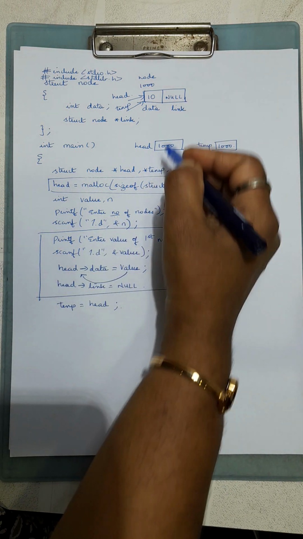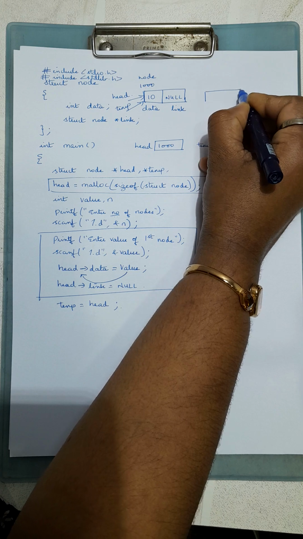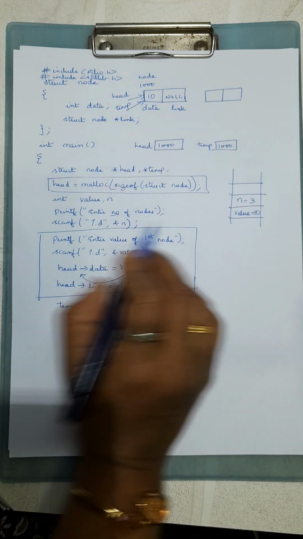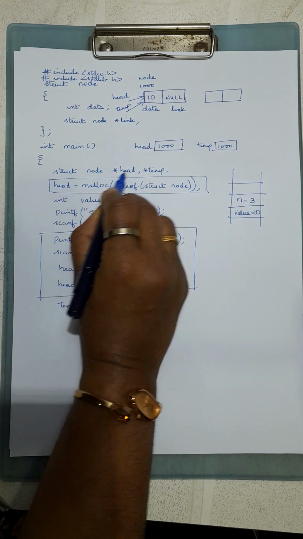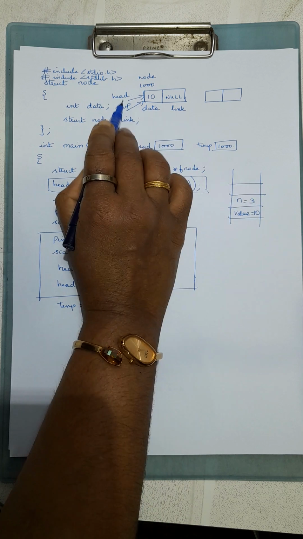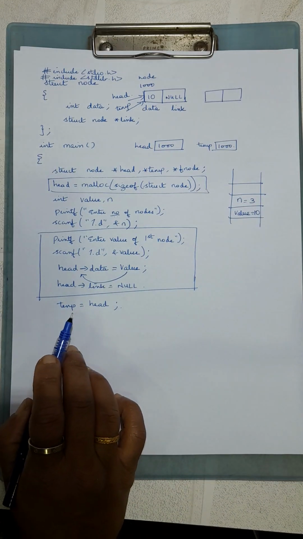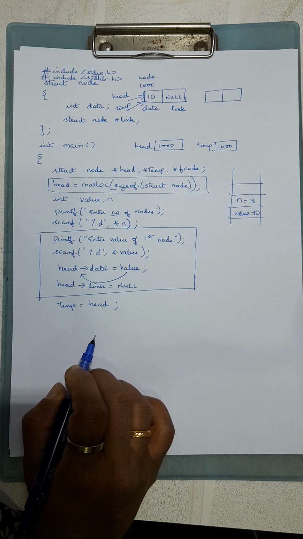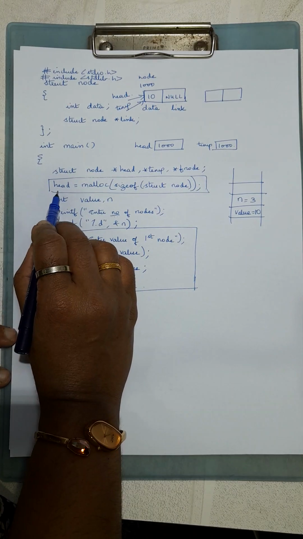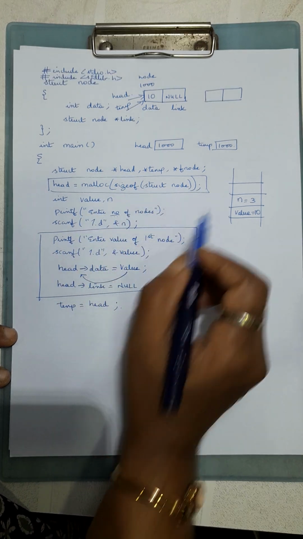Fine. Now I have to create one more node similar to the first node, with the same type, data and link. So what should I do again? Struct node star head, star temp, star F node. F node stands for first node. This is the head node. Next one is the first node. How do I create this particular node? We have to allocate memory. How do we allocate? In the same way, right? How did we allocate? Head is equal to malloc sizeof struct node, right?